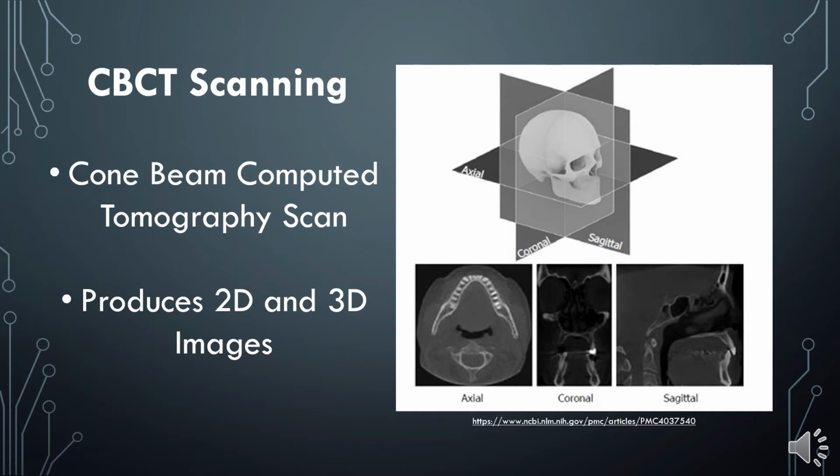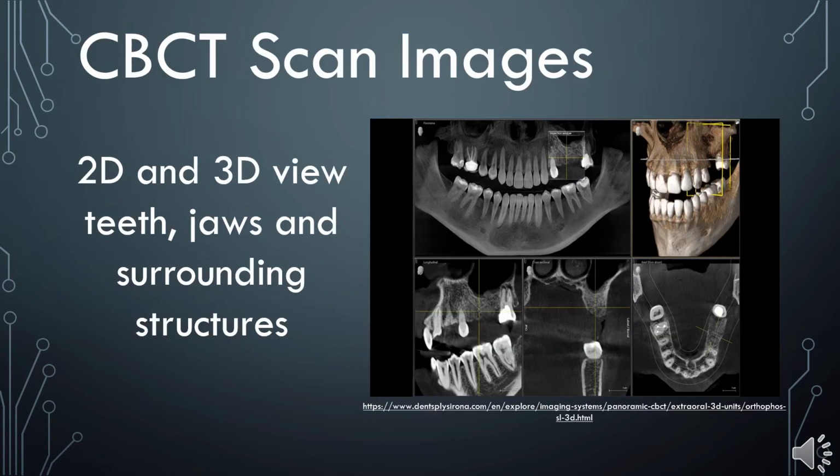CBCT enables clinicians to obtain 2D and 3D images. All CBCT units provide axial, coronal, and sagittal multiplanar reconstructed images without magnification. These images view the teeth, jaws, and surrounding structures, which helps improve treatment planning. If settings are set correct and the client doesn't move, these images are extremely accurate.